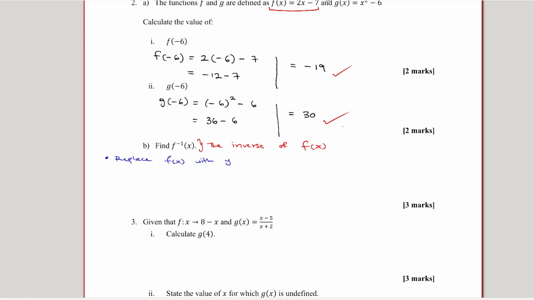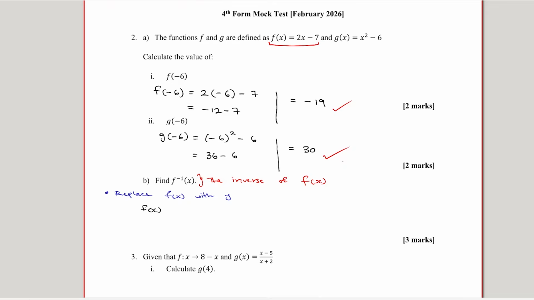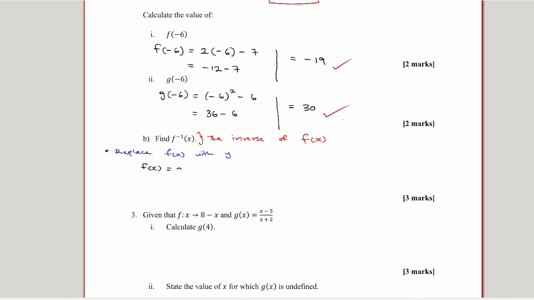So what I mean by that is, if this is the function, f of x is equal to 2x minus 7, we're supposed to replace the label here with y. Because remember, f of x is equal to y. That's another notation for functions. So we can write this as y is equal to 2x minus 7. That's what it says in the first step. We replace f of x with y. So step 1 is complete.